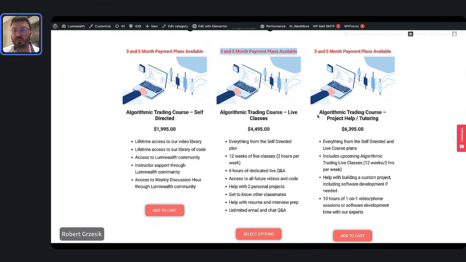And then our most advanced plan, this is the top of the top, right? This includes everything from self-directed and live. So all those things before are included, right? And then you also get access to our live classes. You get help with building a custom project, and you get 10 hours of one-on-one development time, right?